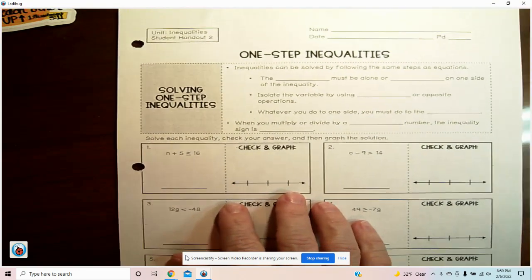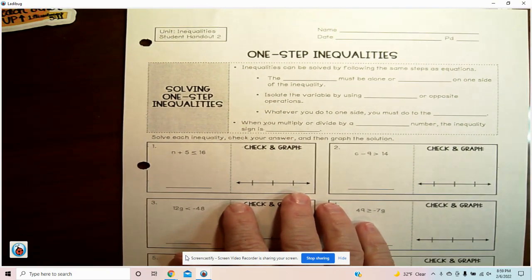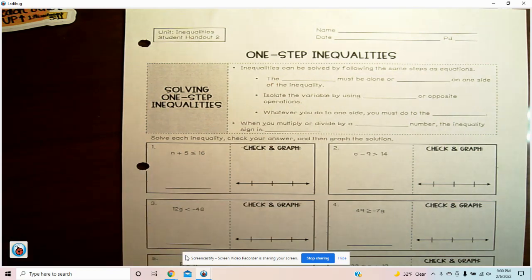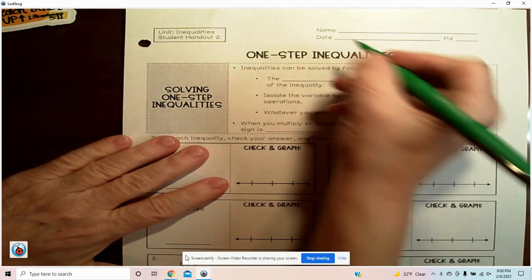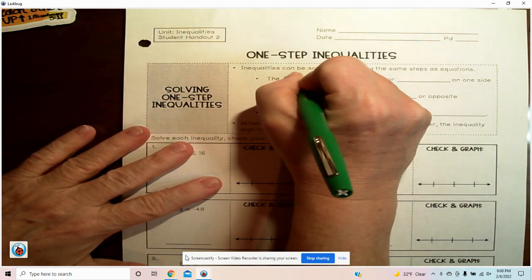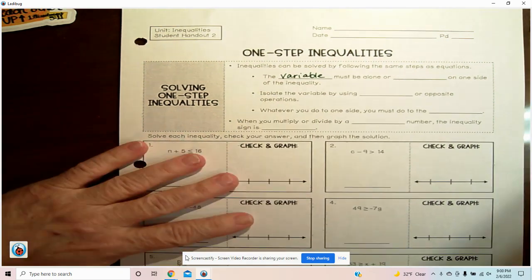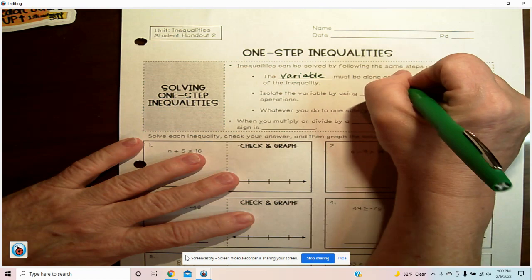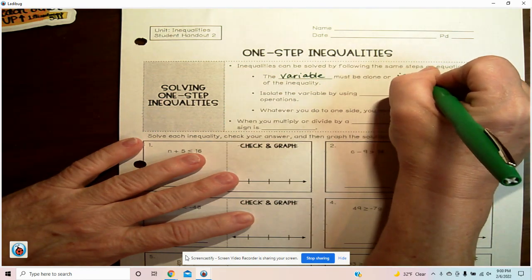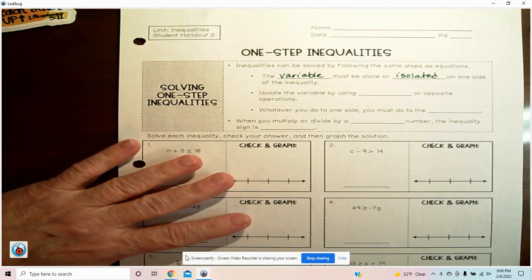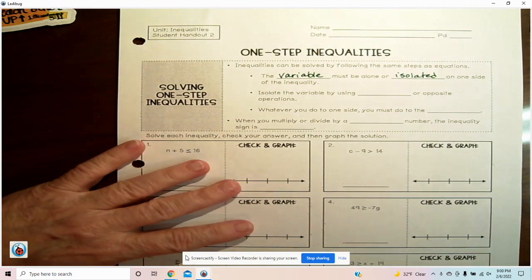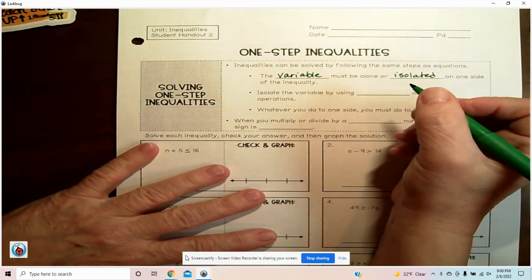All right, this video is on one-step inequalities. Inequalities can be solved by following the same steps as equations. The variable must be alone, or isolated, on one side of the inequality.